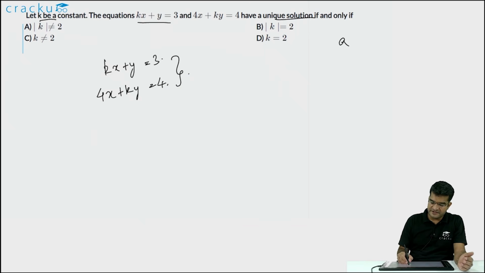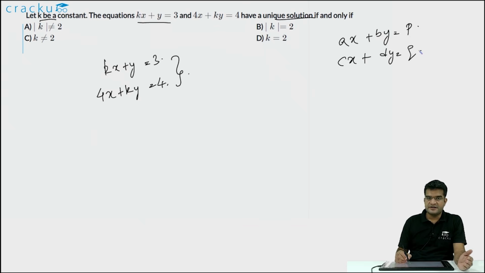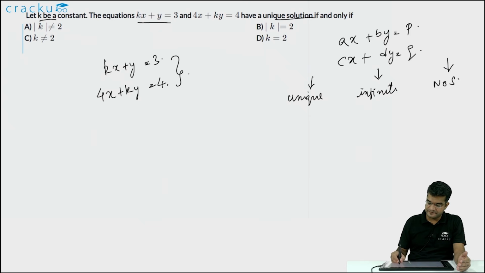If you are given two equations which are of the form ax plus by is equal to p and cx plus dy is equal to q, this set can have three cases. The first case is that this pair of equations has a unique solution. The second case is that this pair of equations has infinite solutions. And the third case is that this pair of equations has no solution.